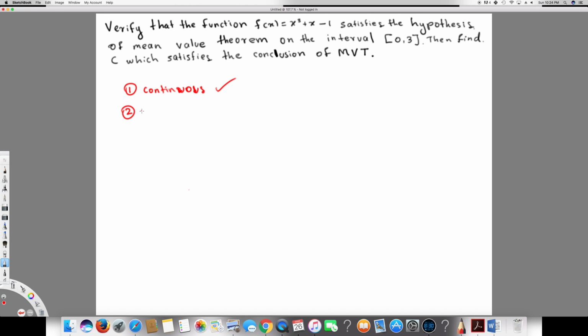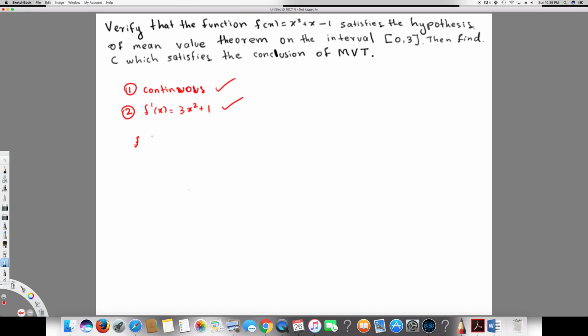The second condition: is this function differentiable? To find whether it is differentiable, we have to take the first derivative. If I take the first derivative, it's going to be 3x squared plus 1, and in this case the domain is also all real numbers, so the first derivative is continuous, so this is differentiable. Therefore it satisfies the second condition. Now we can plug this into the equation.